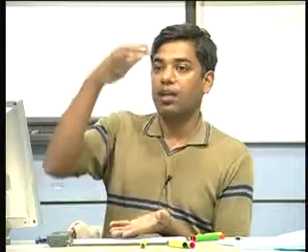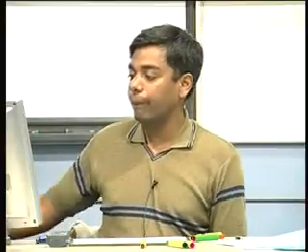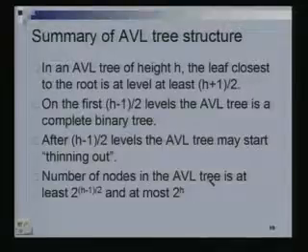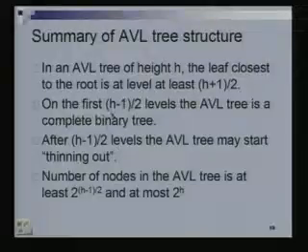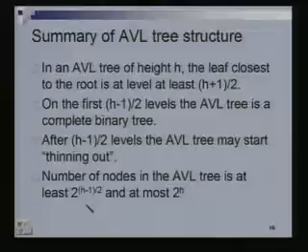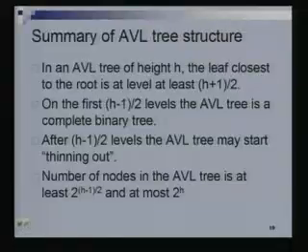And that means that the height cannot be too large. If I had n nodes, the height cannot be more than 2 log n. So once again, if the number of nodes in the AVL tree is n, then since it's a complete binary tree on (h minus 1) by 2 levels, it has at least 2 to the (h minus 1) by 2 nodes, and at most 2 to the h nodes, because that is the height of the tree. So this is a useful structural fact to keep in mind about AVL trees, although we will not use it for any of our algorithms. It just gives you some intuition of what the tree is and why this tree has only a logarithmic depth.